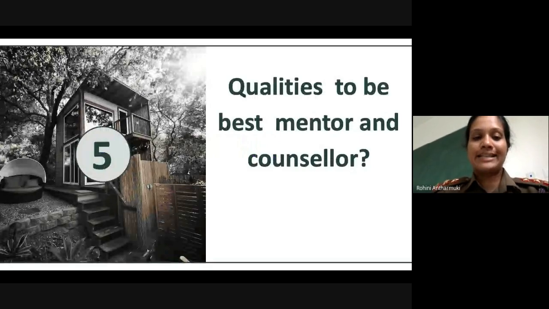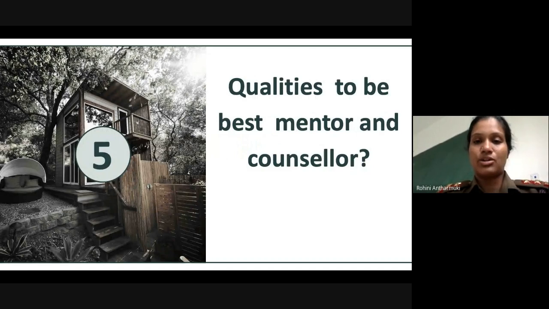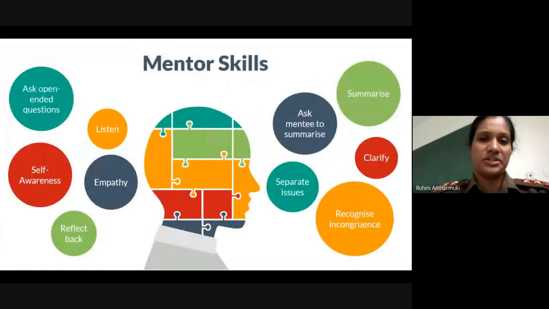Okay, so next, coming on to the qualities. What qualities should the best mentor and counselor have? Now, this is something which is actually endless. But I'll stick to what I have put here.